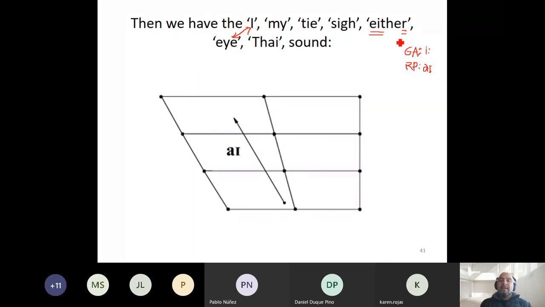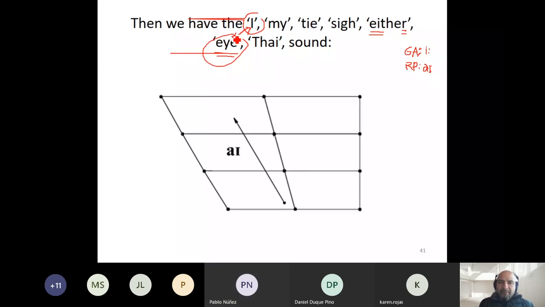The pronoun I and the part of the body, eye, would be homophones. Yes? No? My question is, do they sound the same? Yes, they sound the same. So they're homophones, right? Homophones when they sound the same.